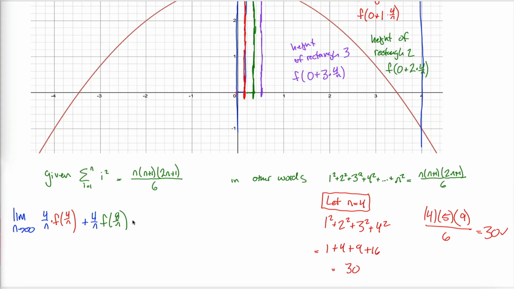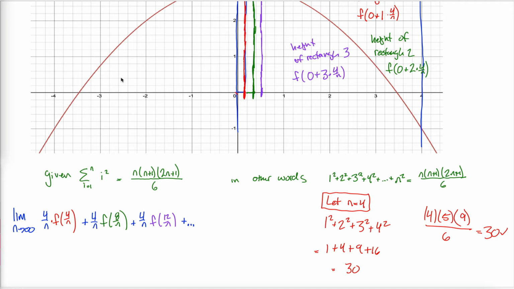One more for good measure, the third rectangle pictured in purple has a width of 4 over n and a height of f of 12 over n. That's 3 of the widths of the rectangles as pictured right here. This is not the total area underneath the curve, it's just these first 3 rectangles, so maybe I can put plus dot dot dot to indicate that we'd have to continue doing this all the way until we got to our very last rectangle.